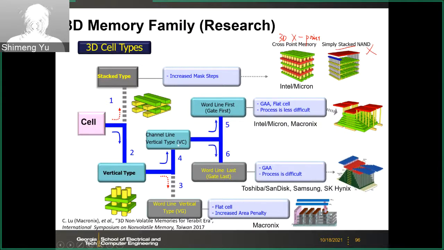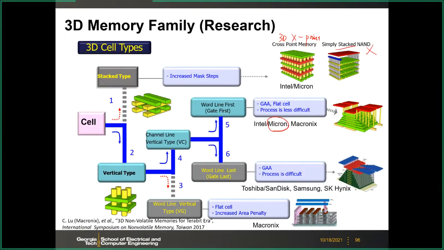So this is the vertical channel type. And for the vertical channel, actually there are two possible paths. One is the gate first process, the other one is the gate last process. Here the gate first process still uses a floating gate transistor, and the gate last process uses a charge trap transistor.